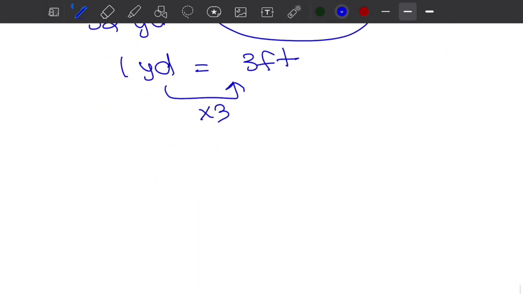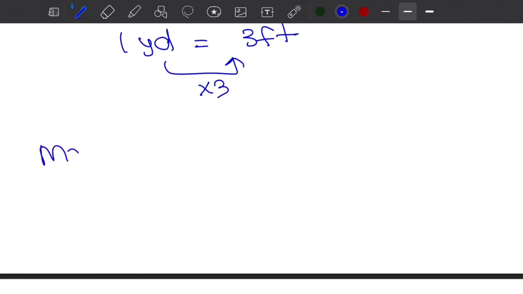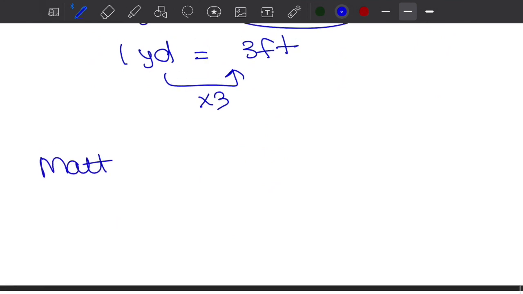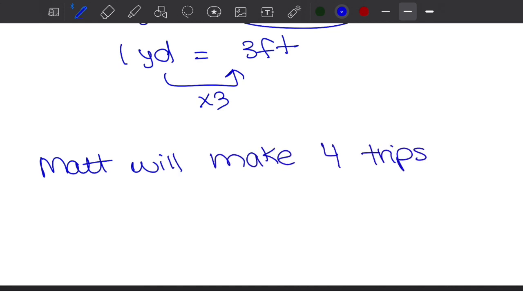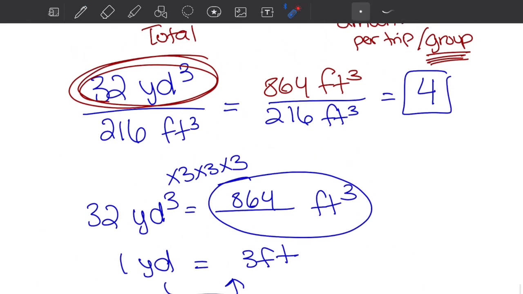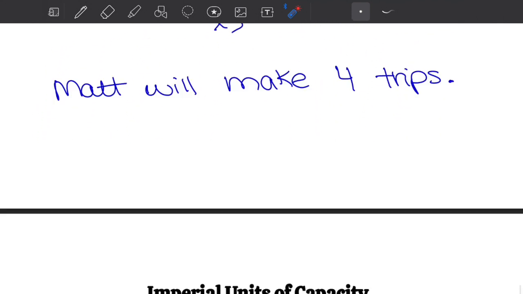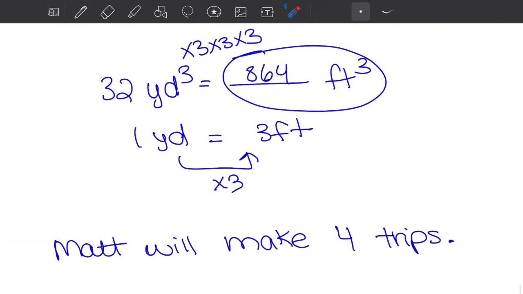So what's our conclusion? Matt will make 4 trips. And that's it. Okay, now what if you converted the cubic feet to yards and then divided? You should get the same answer. You should get 4. Okay, and that is it for imperial units of volume. Please do some practice questions before attempting your assignment questions.